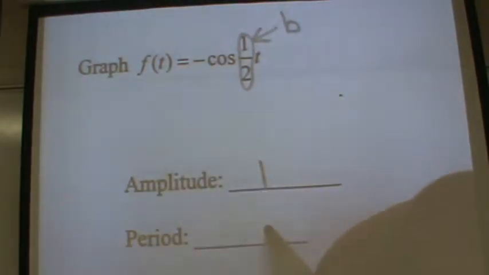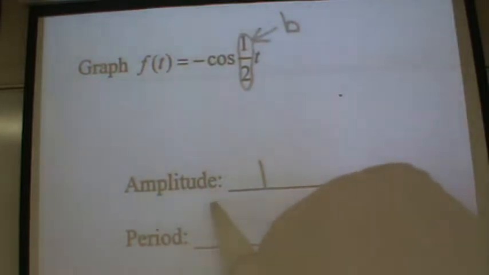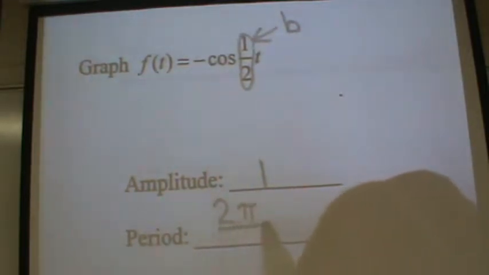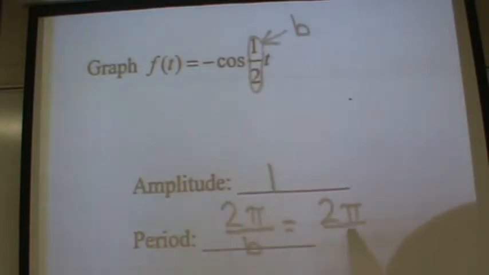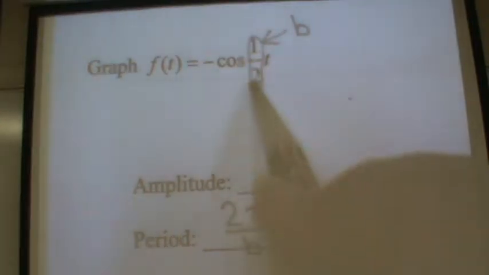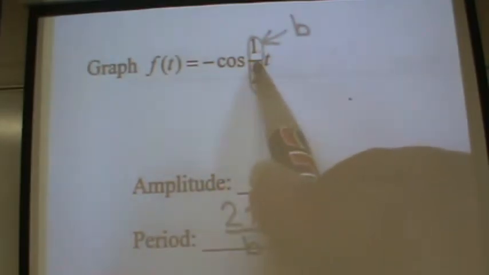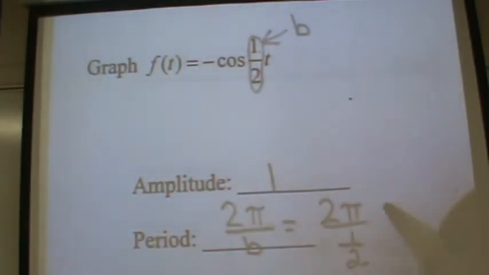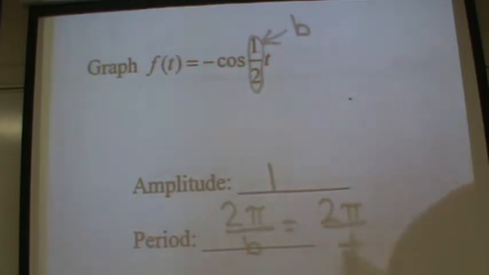It's 1 unit. The period, you always take for sine and cosine, you take 2 pi and you divide it by the b value. Can you tell me what the b value is here? It's 1/2. The number in front, the coefficient in front of t, is 1/2. So 2 pi divided by 1/2. Now, how do you do this problem right here? What's 2 pi over 1/2? Be careful.